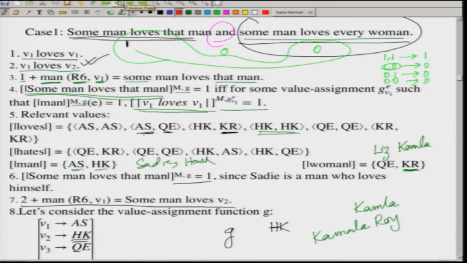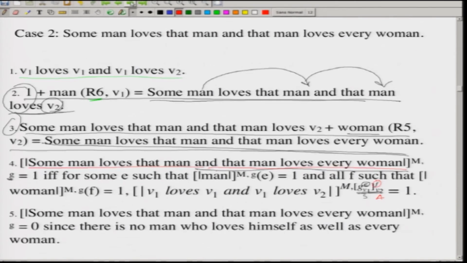For example, we can see that Sadie loves himself, Sadie is a man, Sadie loves Les. If we just added one pair, that is AS and KR, that sentence would be true. Here is a man who loves himself and who loves every woman. So, there are two women, and that man would love both the women, but unfortunately this is not there. That is why the truth value computation gives us finally 0.